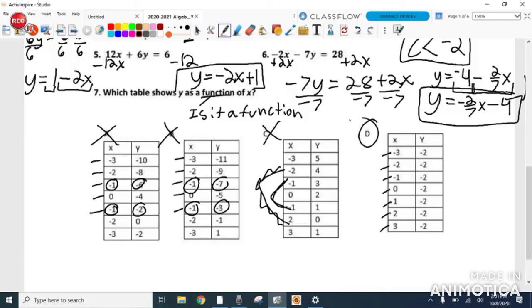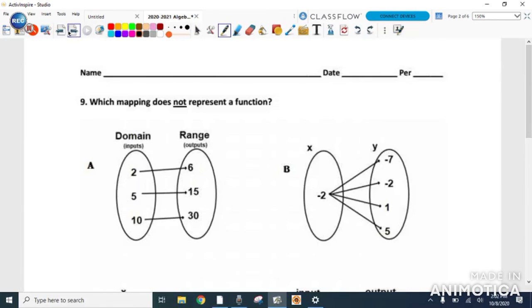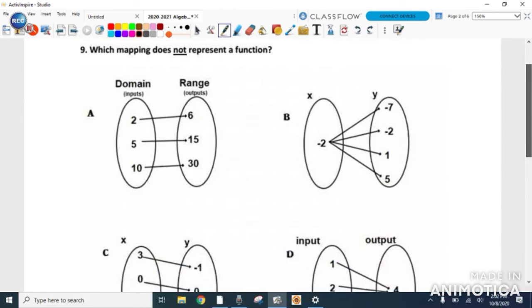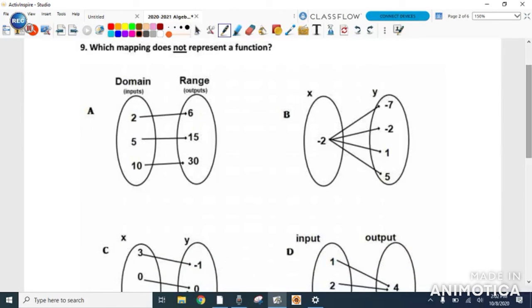All right, so let's move on to the next page. Which of the mappings does not represent a function? That means if I have an x value that goes to multiple y values, or one domain and multiple ranges, or one input and multiple outputs, that means it's not a function.